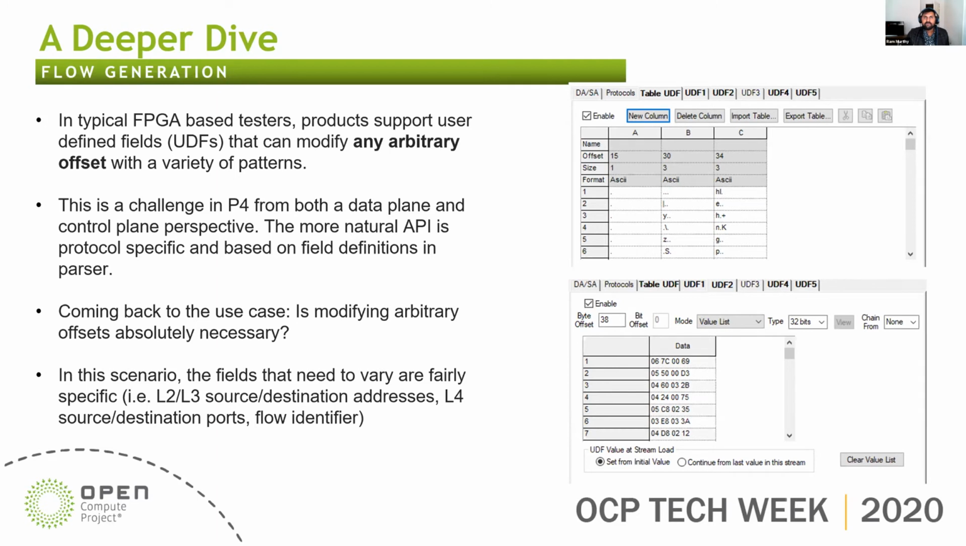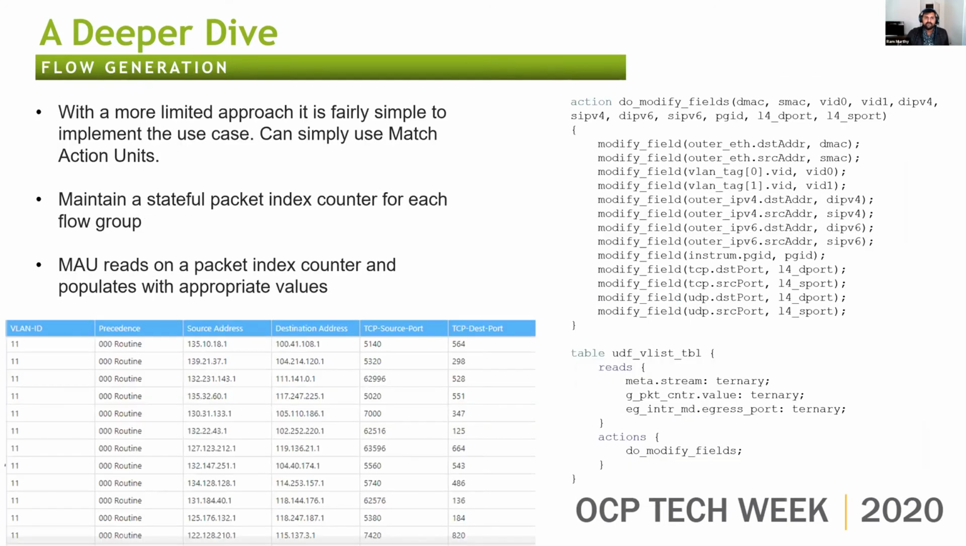So what we really want to ask is whether this is absolutely necessary. Going back to our BGP use case, we can see that the fields that need to be modified are things like the layer 2-3 source and destination addresses and the layer 4 source and destination ports. Coming back to what is possible in P4, with the more limited approach, it's pretty simple to achieve the use case on the wire. We can maintain an index of how many packets are in this flow, and we can read on that index and populate the packet with the appropriate values necessary to emulate the flows on the wire. So the use case is pretty simple to implement in P4, and we have that building block available.